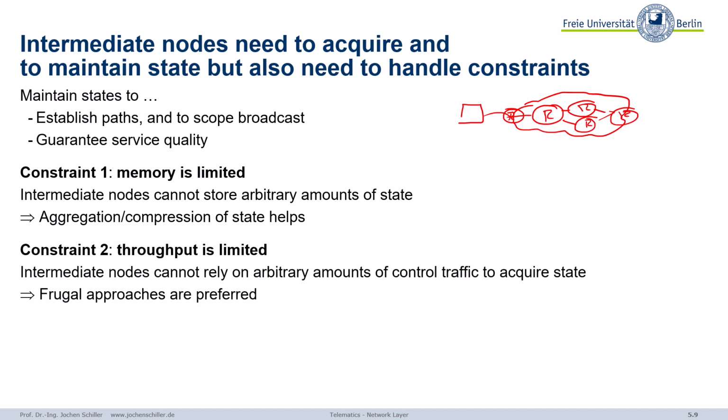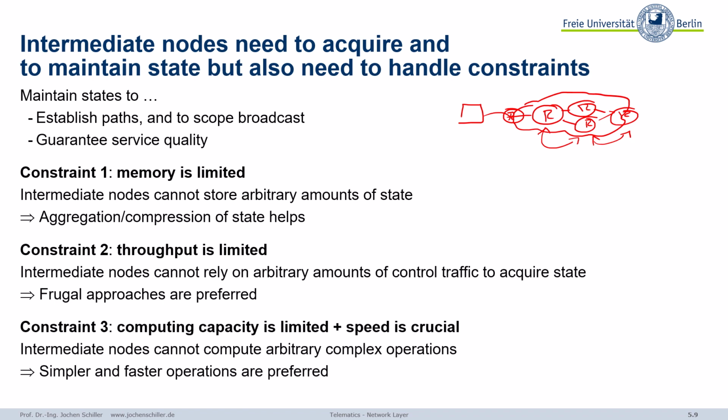We'll see how this is done with the help of a nice addressing scheme. Then also throughput is limited. So we cannot allow arbitrary amount of control traffic, for example, to exchange state so that all those routers talk to each other all the time to exchange certain state about the network. We will see there are certain routing protocols and algorithms that have to exchange some state, but there's a limit on it. So we need some approaches that do not talk too much.